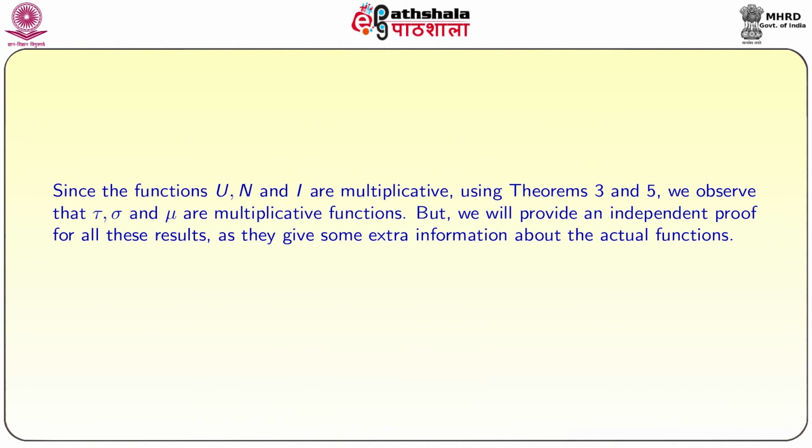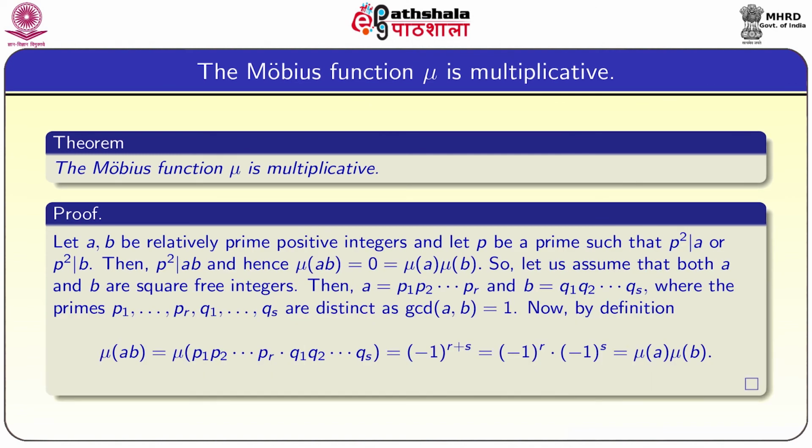Since the functions mu, n and I are multiplicative, by using the previous theorem we can observe that tau, sigma and mu are also multiplicative functions. But we will give an independent proof of all these results, as they give some extra information about the actual functions. We already know that tau, sigma and mu are multiplicative, but we are giving alternative proofs. First, we are going to show that the Möbius function mu is multiplicative.